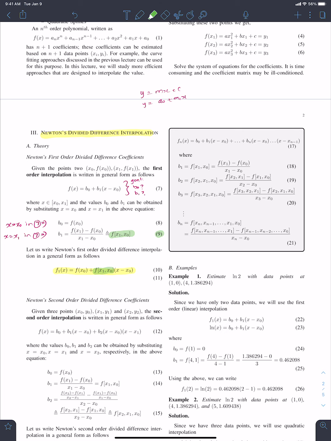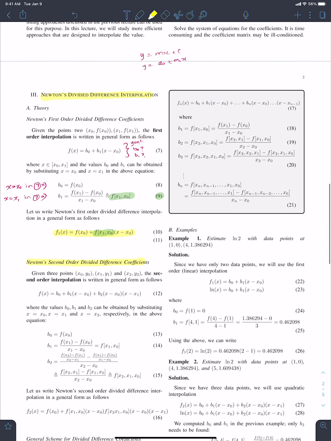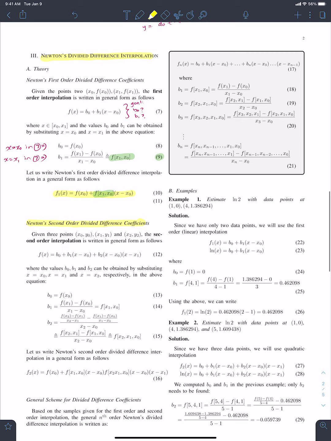Let's go to Newton's second order difference coefficient. So here, similar to 7, we write 12. So 7 and 12. That's the first order equation, and 12 is the second order equation, b0 plus, it is written in a special form.